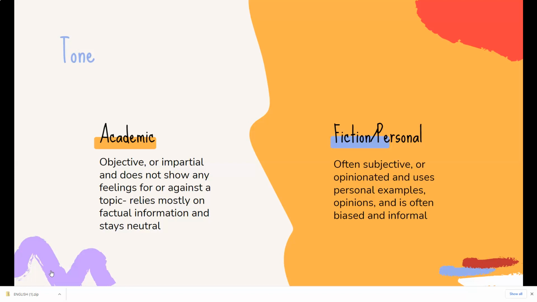As opposed to fiction and personal writing, which is often subjective and uses opinionated language with personal examples and personal opinions, and is often biased and informal. So again, with tone, it's really important to identify your audience and then to use an appropriate tone for that specific audience.